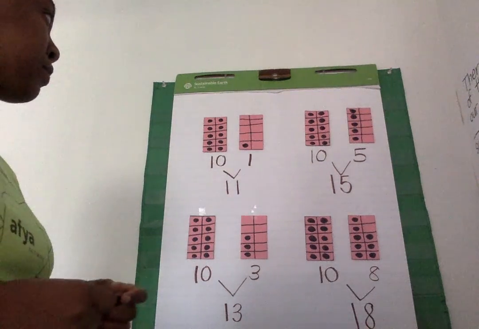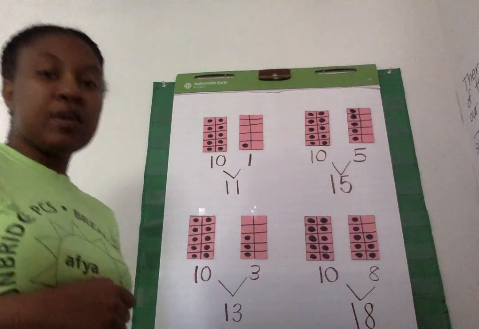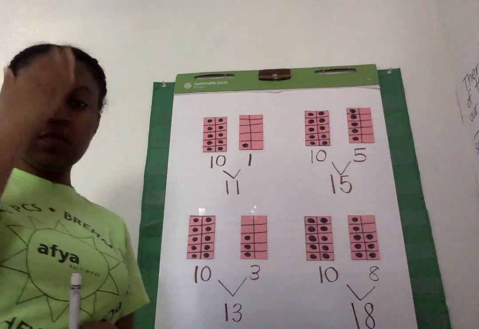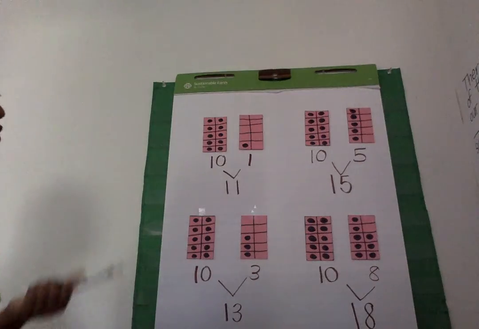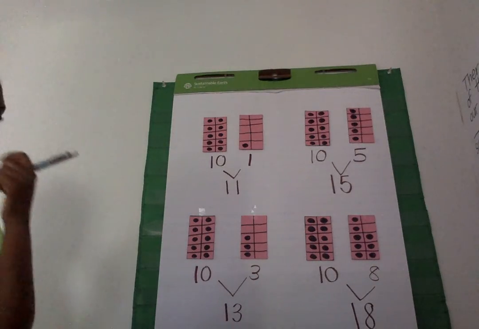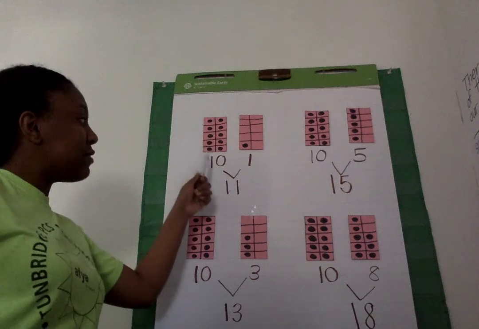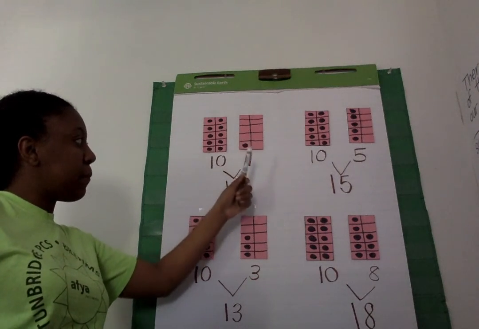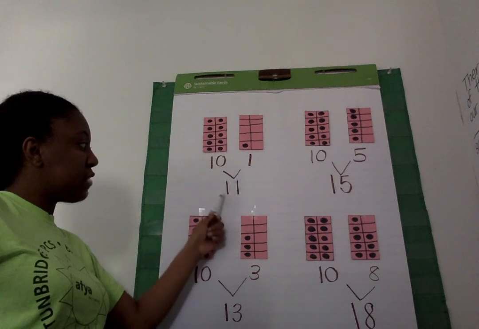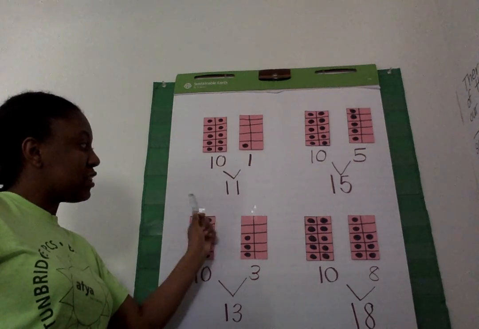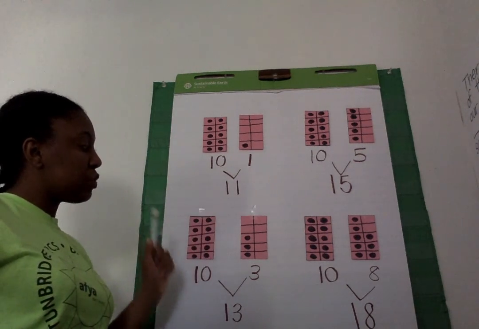Very good job. I want you guys to kiss your brains for an excellent job. What I want you guys to take away from this lesson is that when you have 10 and you add more, when you put it together, it's going to be a digit that's between 11 and 20.